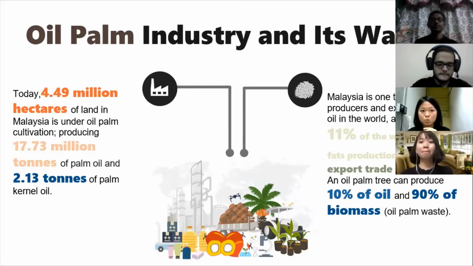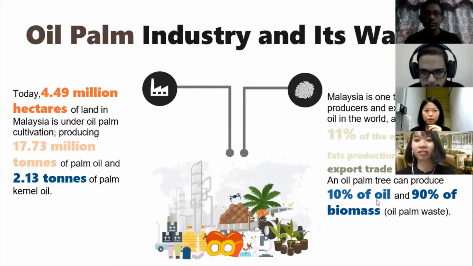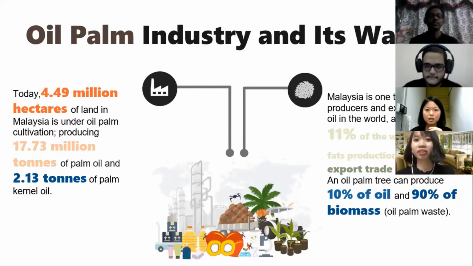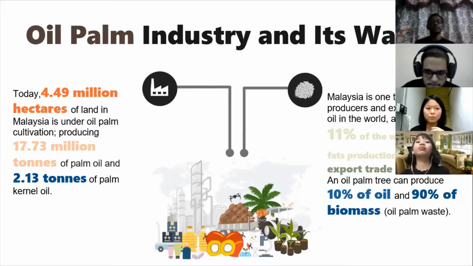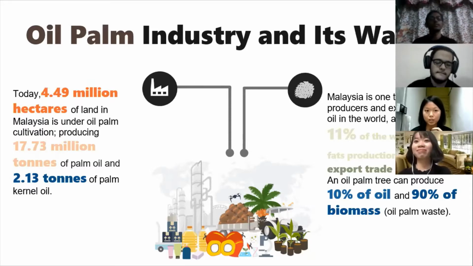Malaysia is one of the largest producers and exporters of palm oil in the world, accounting for 11% of the world's oil and fats production and 27% of export trade of oils and fats. Studies show that the oil palm industry provides employment to more than 500,000 people and livelihood to an estimated 1 million people in Malaysia. So the oil palm industry is one of the main sources of income of Malaysia.